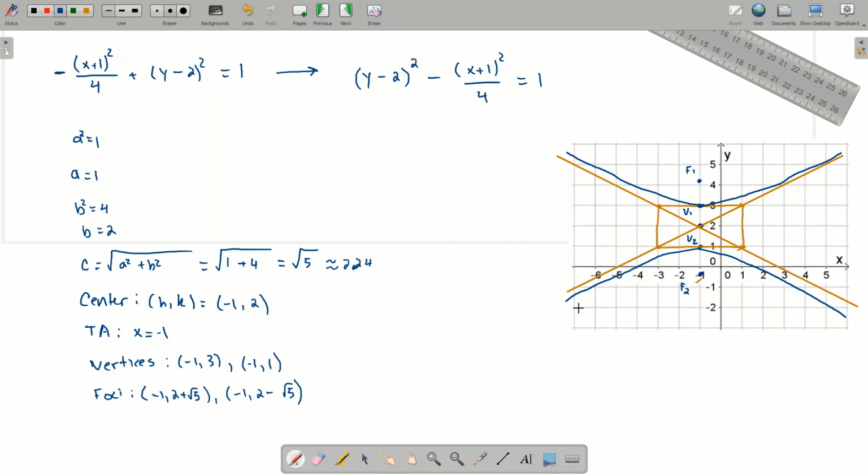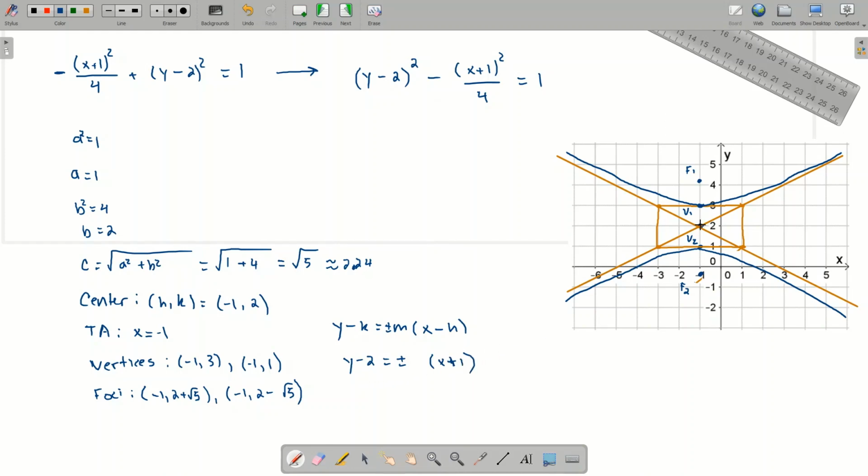I think, oh, we still need the asymptotes. Yes, we've got to write the equation of those. As before, they're going to be in the form y minus k equals technically plus or minus m times x minus h, where h and k are the center. So y minus 2 equals plus or minus, we'll put in the slope in a second, x plus 1.